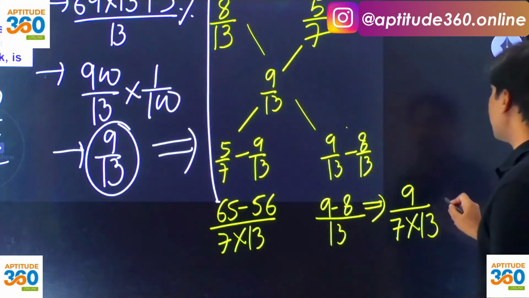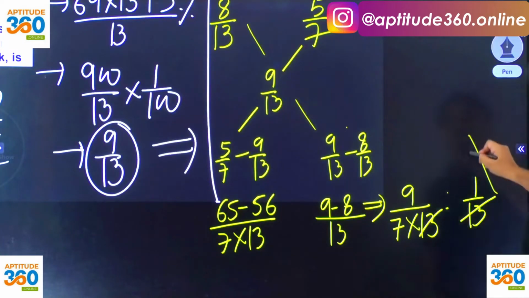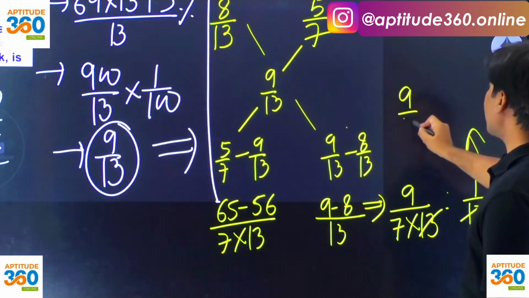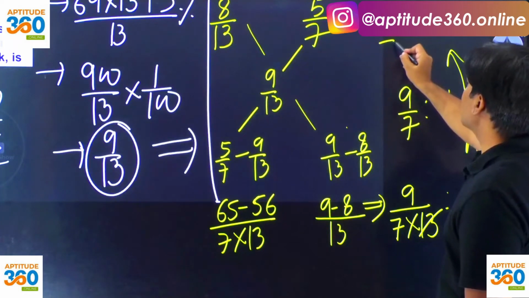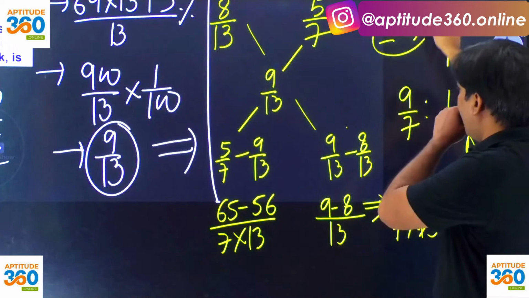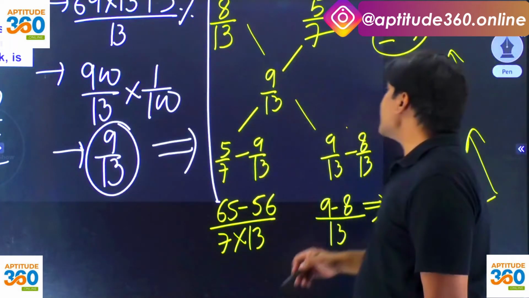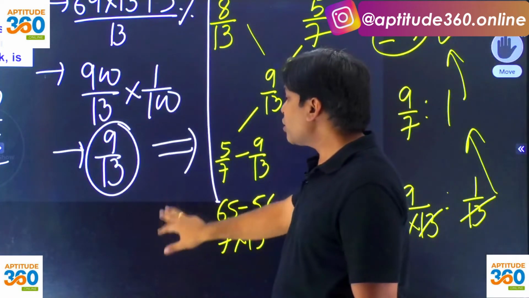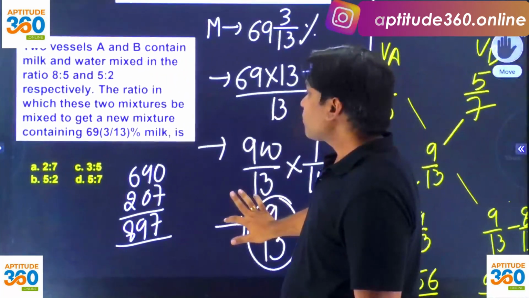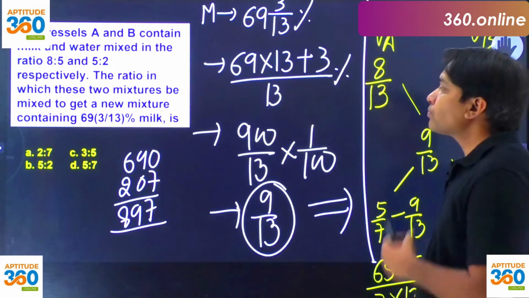7:13. 7 into 13, and this is 1/13. So 13 and 13 are gone, and if it is gone, what do you have? 9/7 is to 1, and if you multiply both of these with 7, or you do the cross multiplication, your ratio is coming out as 9:7. So in what ratio should you be mixing them? You should be mixing them in this ratio, 9:7.